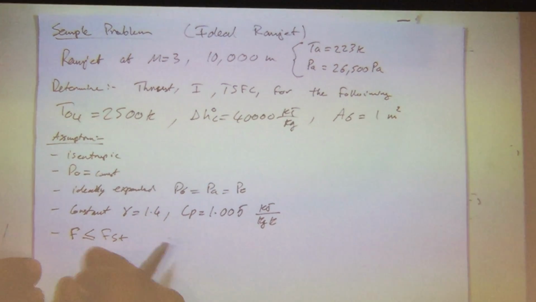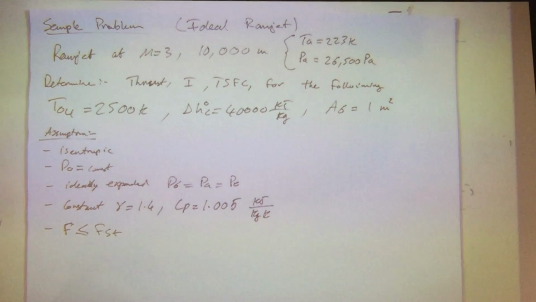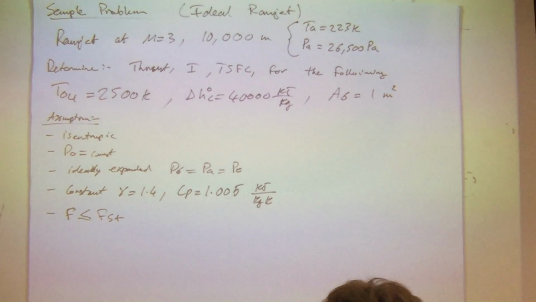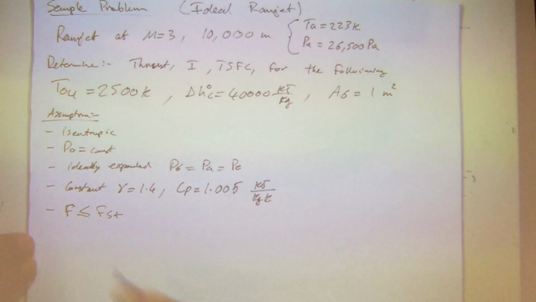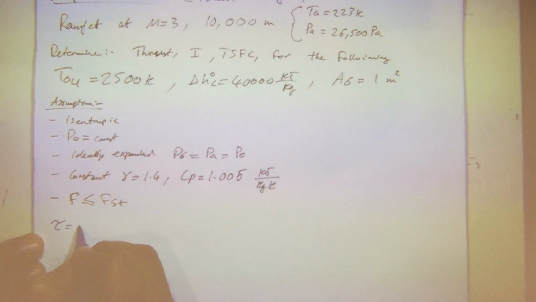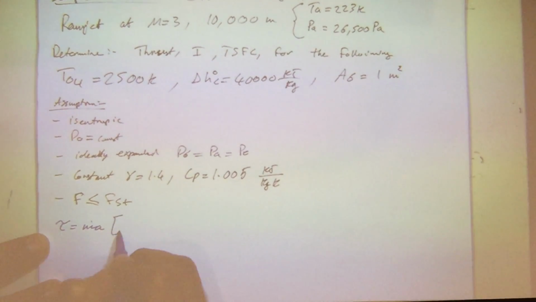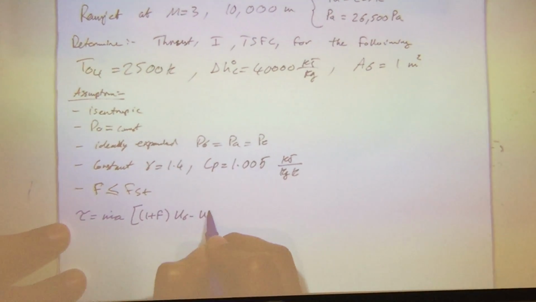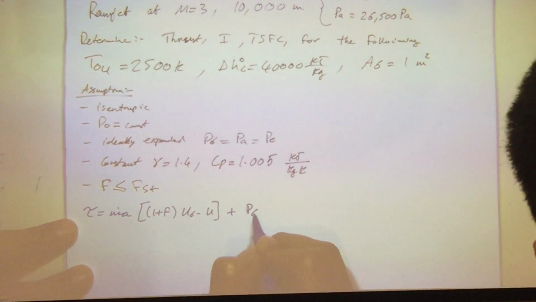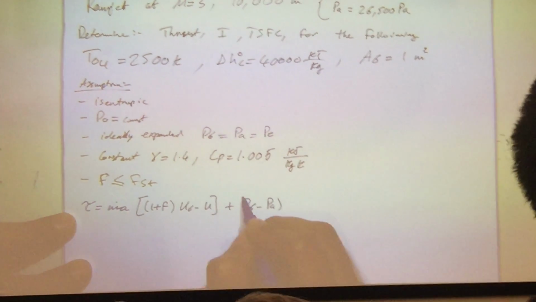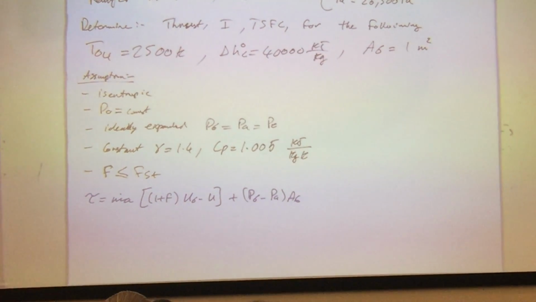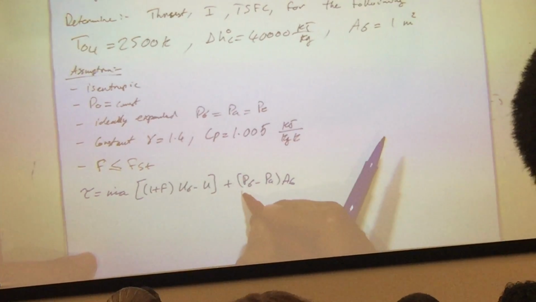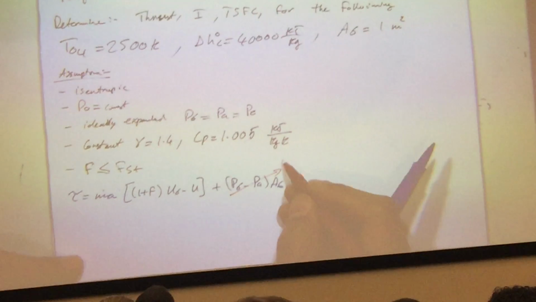So, what do I need? I need thrust. So thrust is equal to m dot A multiplied by 1 plus the fuel to air ratio, U6 minus U, plus my pressure ratio, multiplied by A6. Now, one thing I already know is my exit pressure and ambient pressure are equal. So what does that mean about that term? 0. Ideally expanded.